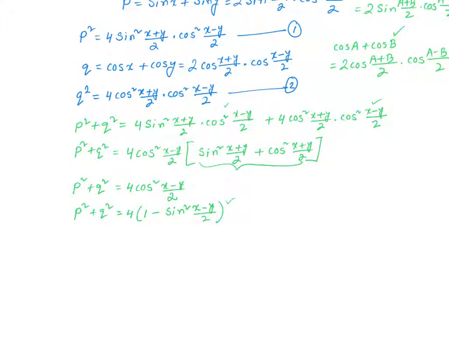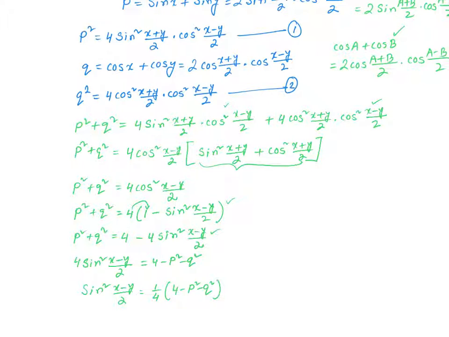So p square plus q square is equal to, I use the distributive property, 4 times 1 is 4, minus 4 times sine square of x minus y divided by 2. Now I move things around. I'm going to bring this term to the left and move the p square plus q square to the right. If I do that, I get the following. Now I'm going to divide both sides by 4. So if I do that, this is what I get.